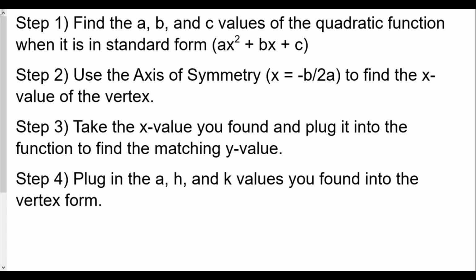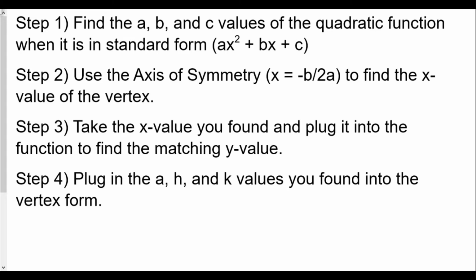Well, step one, find the a, b, and c values of the quadratic function when it's in standard form, which is ax squared plus bx plus c. Step two, use the axis of symmetry, which is an equation where x equals negative b over 2a, to find the x value of the vertex. So it's going to be negative b all over 2 times a. Step three, plug the x value you found into the function to find the matching y value. So whatever you found for the axis of symmetry, the x value, we plug in and we're going to find the matching y. That x comma y is the vertex.